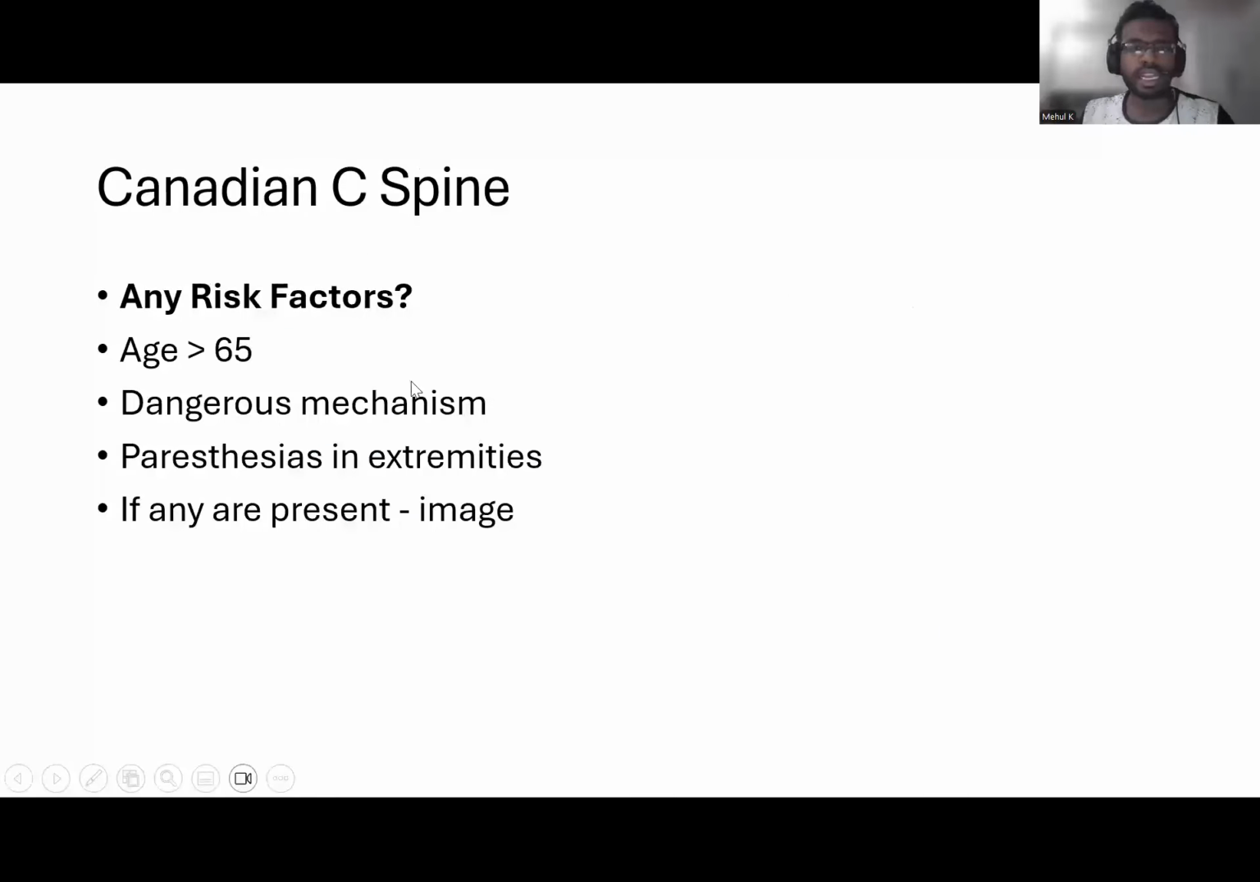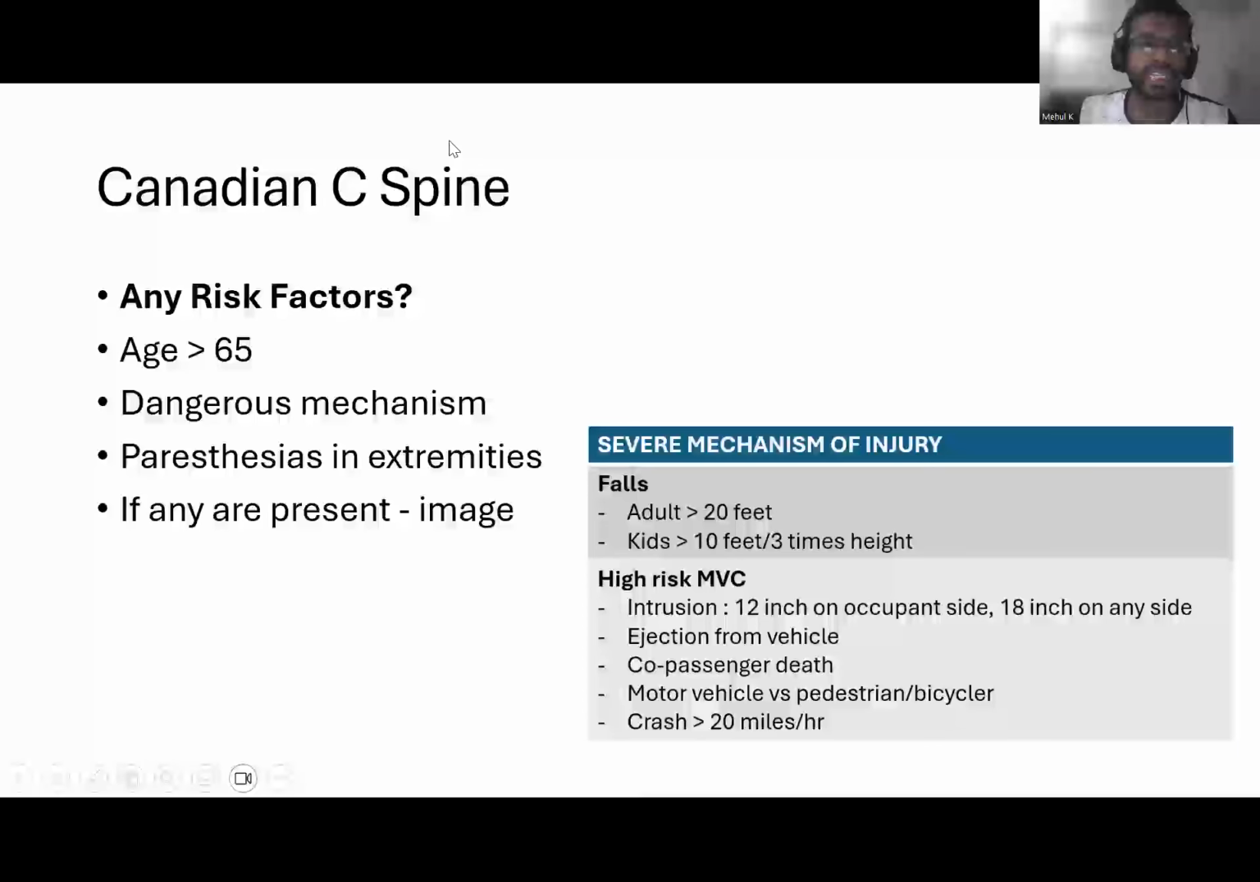So what are the risk factors I mentioned here? Age more than 65, any kind of dangerous mechanism, paralysis in the limbs. If any are present, you have to go for radiology. And as per the Canadian C-spine rule, again, this is why it can be a little bit frustrating to read about mechanisms of injury and trauma, because every criteria has some kind of different definition for what counts as a dangerous mechanism. But basically, for falls, adults more than 20 feet, kids more than 10 feet or more than three times their height. What about motor vehicle crashes? Intrusion more than 18 inches on any side or more than 12 inches on your occupant side. I don't know how they actually measure that, to be honest.